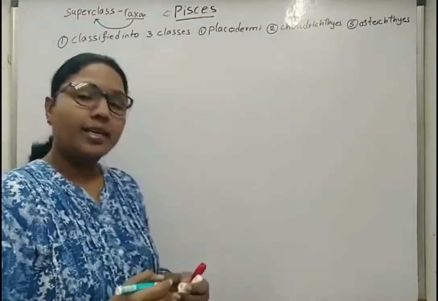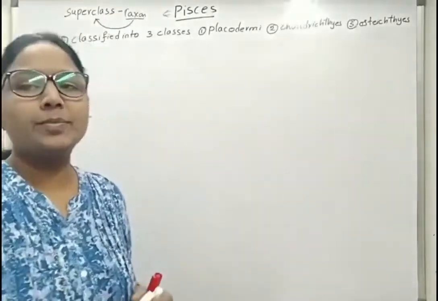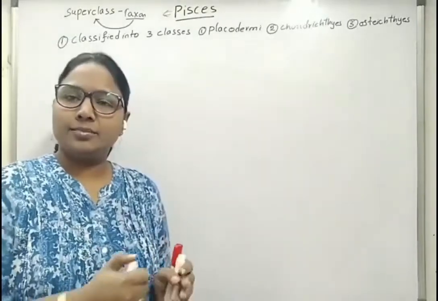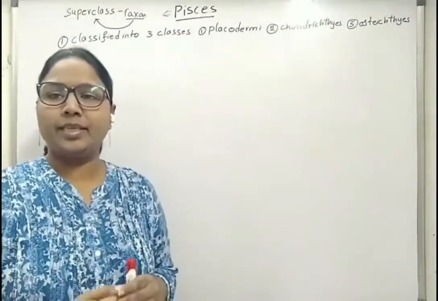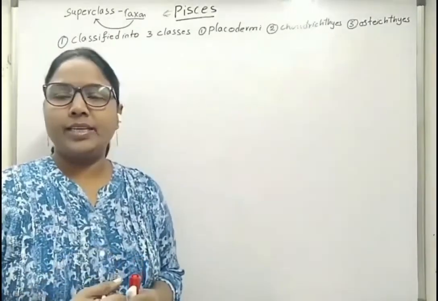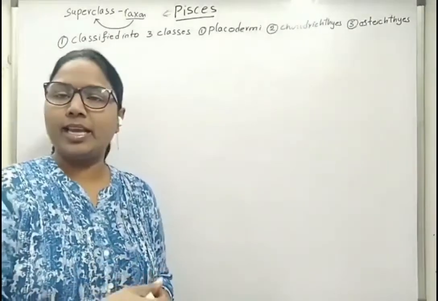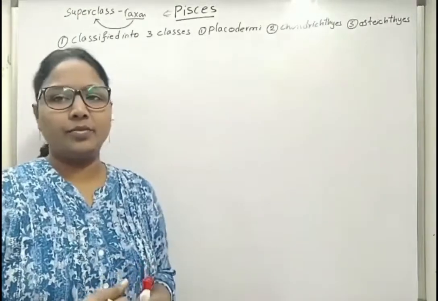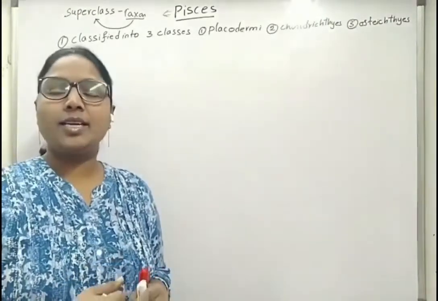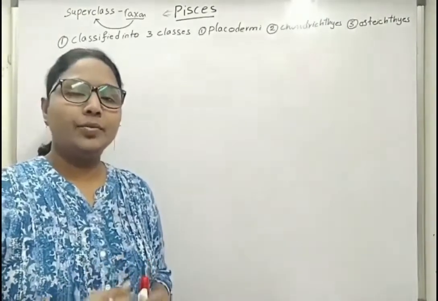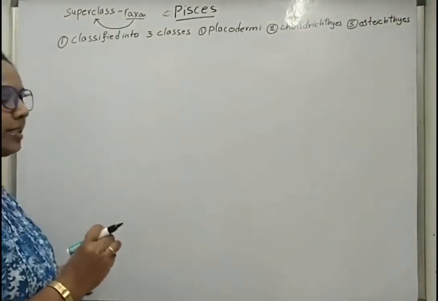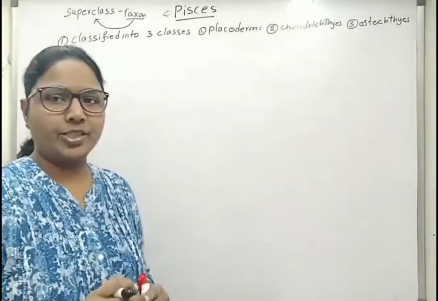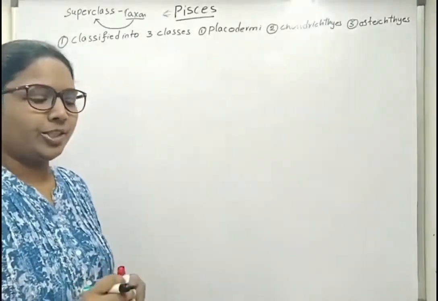Placodermi, these are extinct fishes. Fishes basically arrived or evolved during the Devonian period in evolution. When we are reading about evolution, we have a few terms, the eras and the periods in which they evolved. Fishes are considered to have evolved in the Devonian period. So that time period is considered the golden period of fishes.